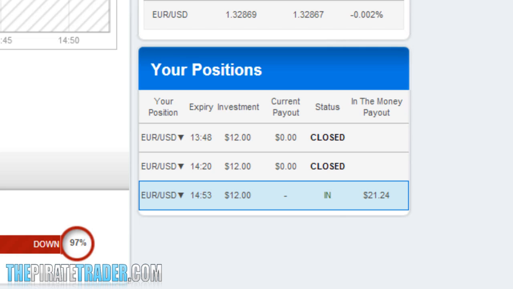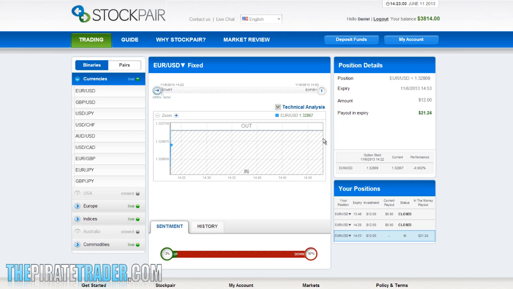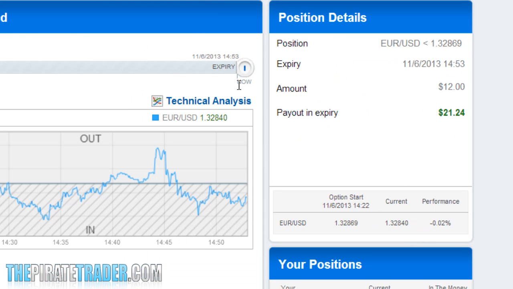Now, as we're trading 30-minute trades and it could get a little bit boring for you, I'll now pause the video and come back to you before the trade expires. Welcome back. The trade we submitted earlier is now going to expire, and here you can see the payout for the trade again and that it's $21.24.